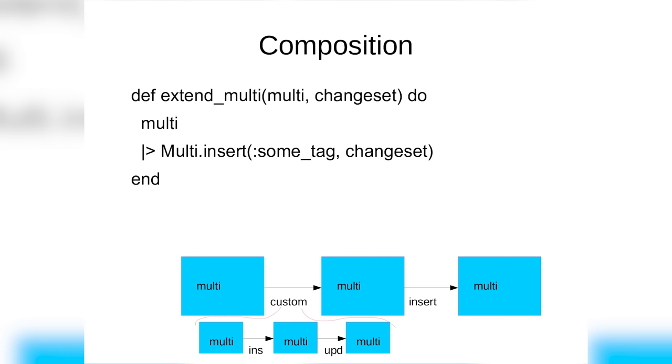Ecto.Multis can be chained in exactly the same way as lists and validations. So in case you want to have a function that performs a couple of multi operations, you just write a function that takes multi as a first argument and returns multi. So again, we have this recursive pattern where a set of operations is itself a bigger operation.